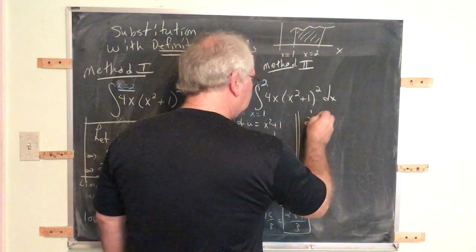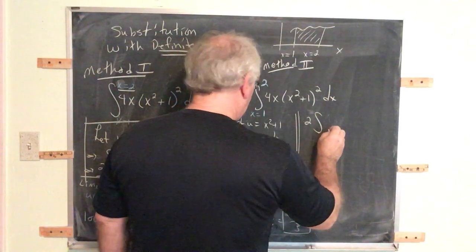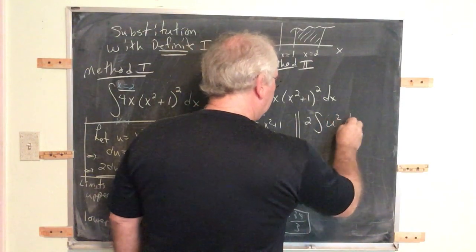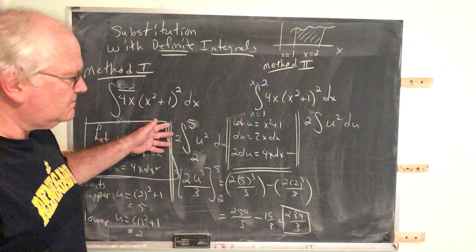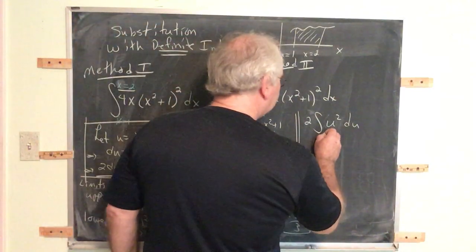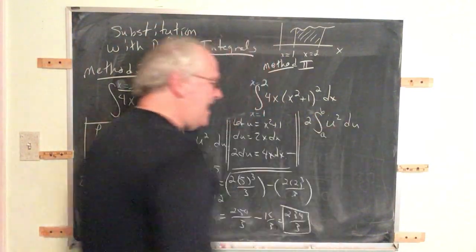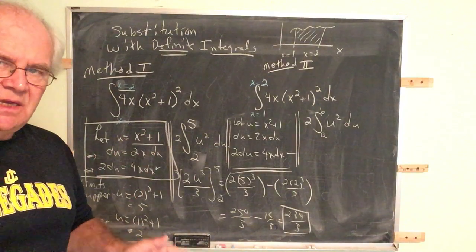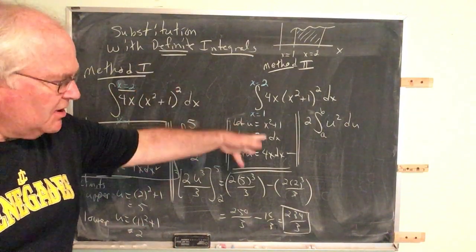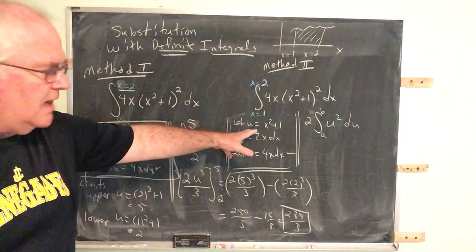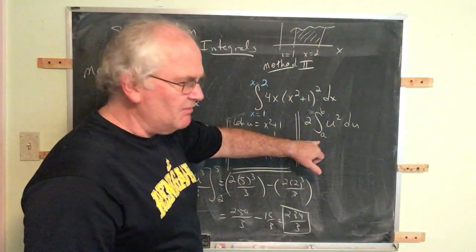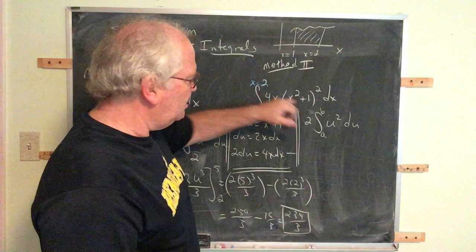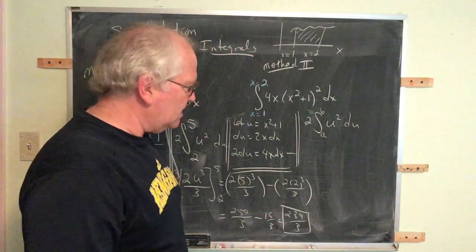So this method goes this way. I have my 2 multiplier integral. I have u to the second du. But rather than translate the limits of integration, you put in a and b. These are dummy limits. They're numbers that we're not going to worry about what they are yet. Just put in some numbers. x equals 1 translates to something, we don't know what it is. x equals 2 translates to something else, we don't know what it is.